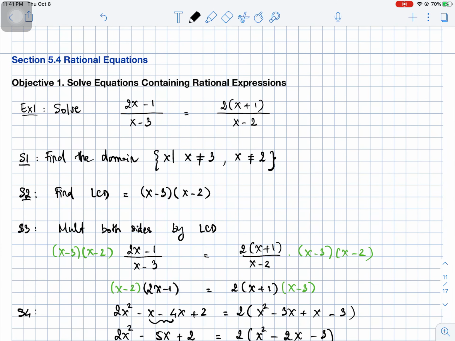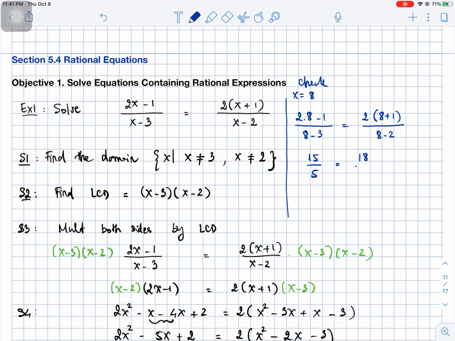Now we're going to check our work. We need to know that whenever we get the answer, we plug it into the original equation to see whether this number works or not. So we go back to the original equation and we will plug in x equal to 8: (2 times 8 minus 1) over (8 minus 3) equal to 2 times (8 plus 1) over (8 minus 2).